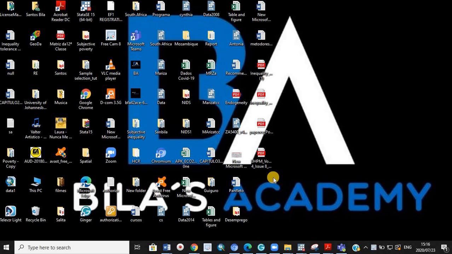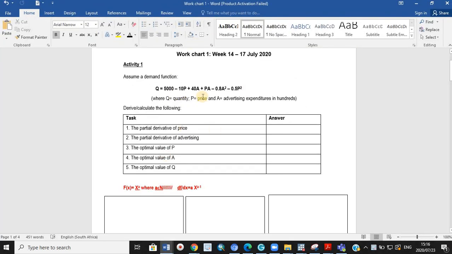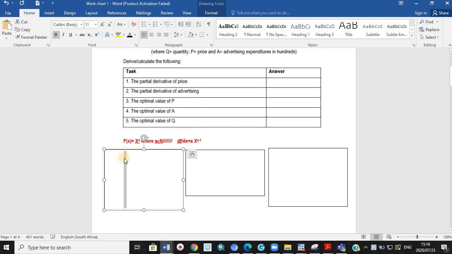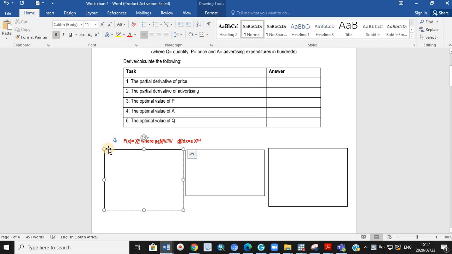Today we're going to look at our tutorial 1. Let's see how it looks. Very good. Assume a demand function given by this expression. We are being asked to calculate some derivatives. In this case, 1: derive the function with respect to price.